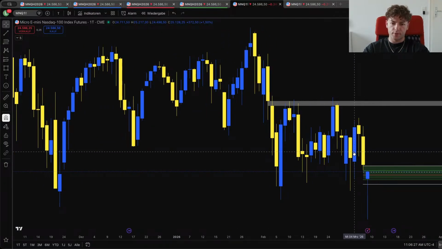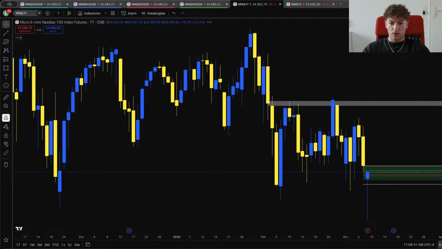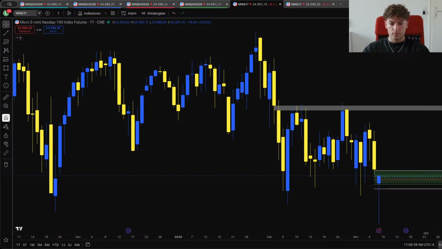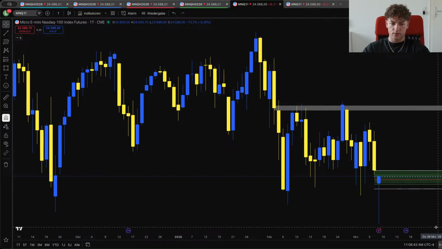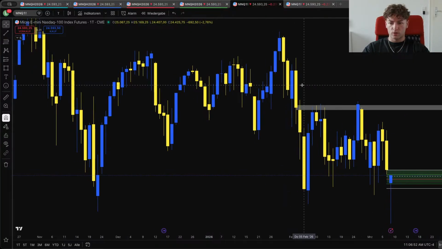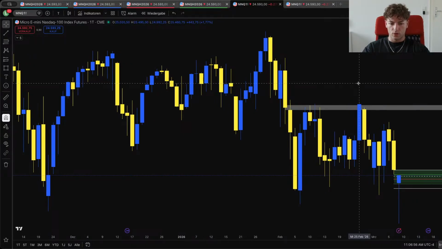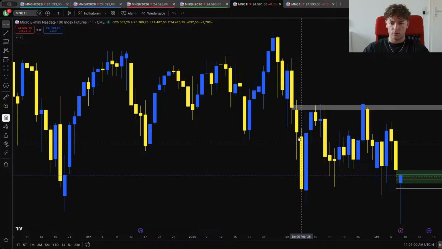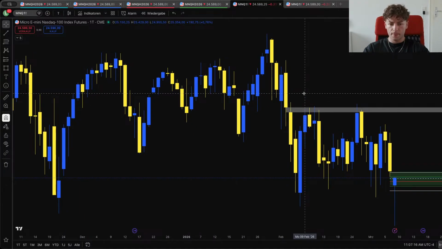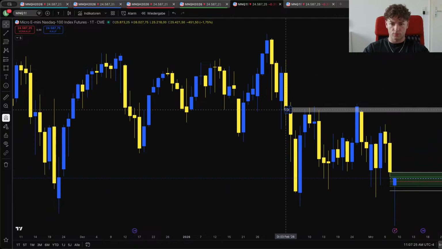A lot of people always ask when to toggle this on and off. What ICT taught us about that is you want to look at both of them, toggled and untoggled, and you want to use the one that shows larger inefficiencies. So now it's untoggled. We have the suspension block right here, but this volume imbalance is smaller than if you go to this view. That's the reason why ICT was looking at this volume imbalance right here. It's a lot bigger than this small one right here.